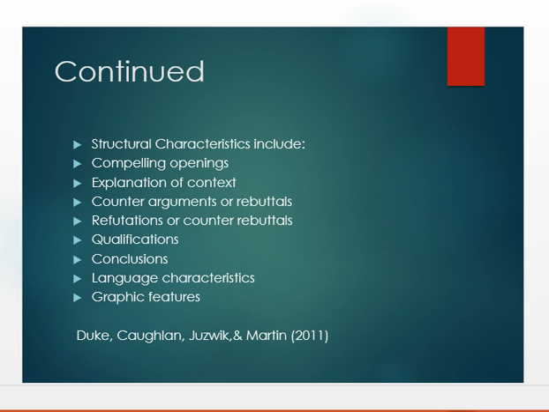Counter arguments or rebuttals would include things such as acknowledgments of possible protests or doubts regarding the claims that might be expressed. Refutations or countered rebuttals are reasons or explanations why the protest or doubt is inaccurate, insufficient, or inapplicable. Our next area would be qualifications or constraints, and finally conclusions, where the author would just have a final summary about what their whole argument was about.